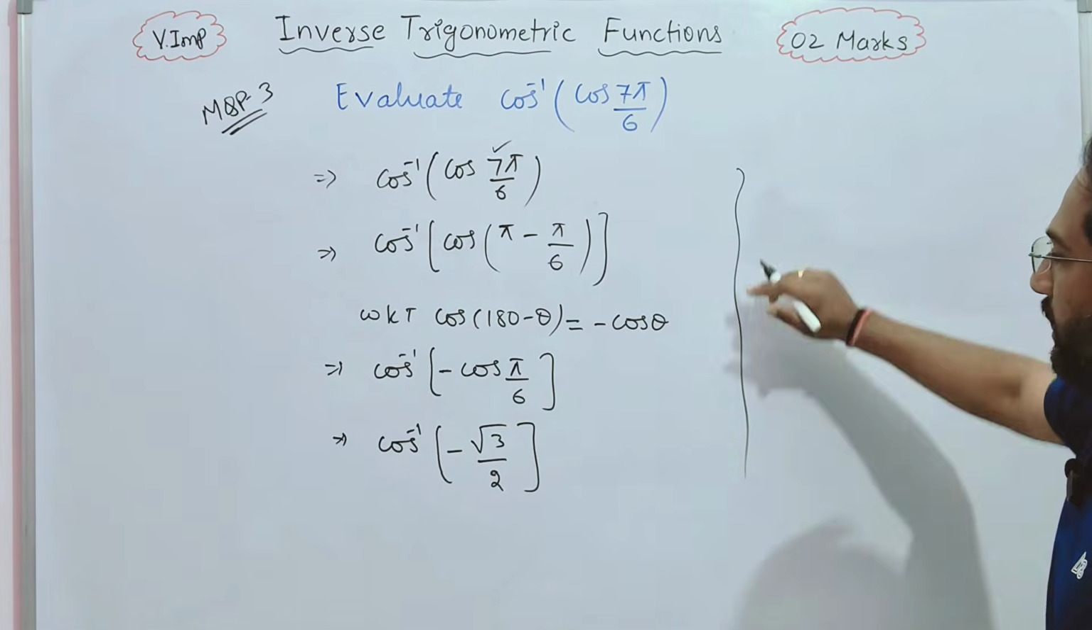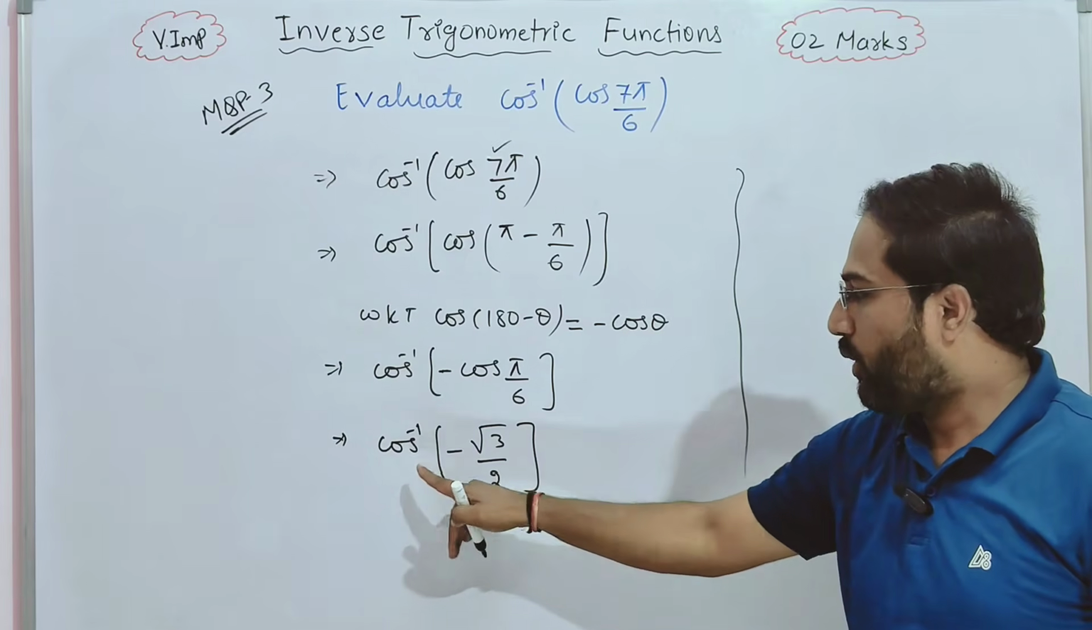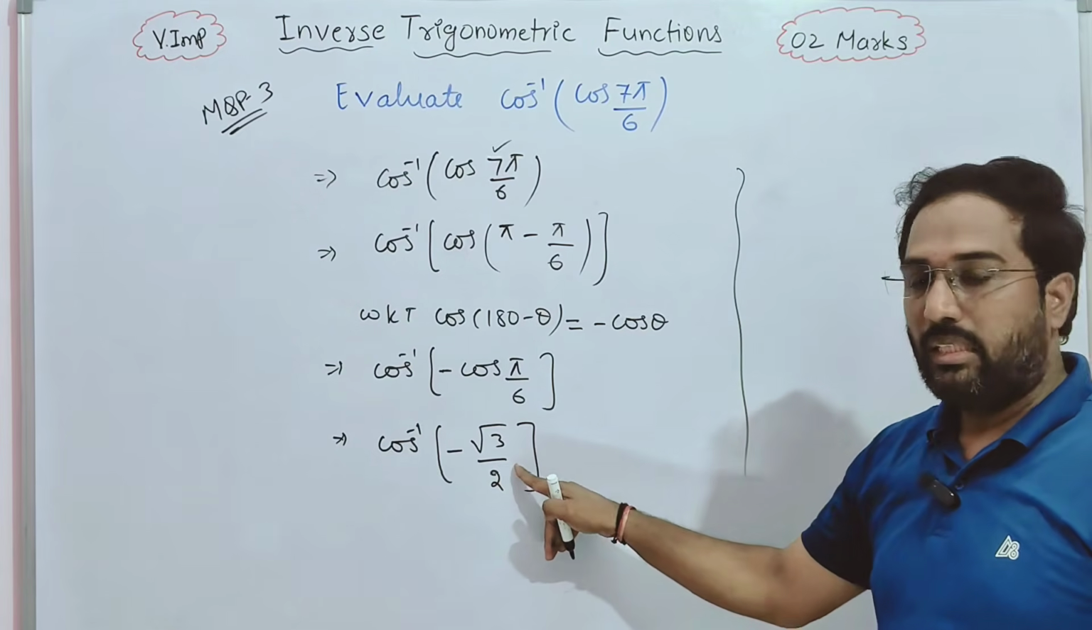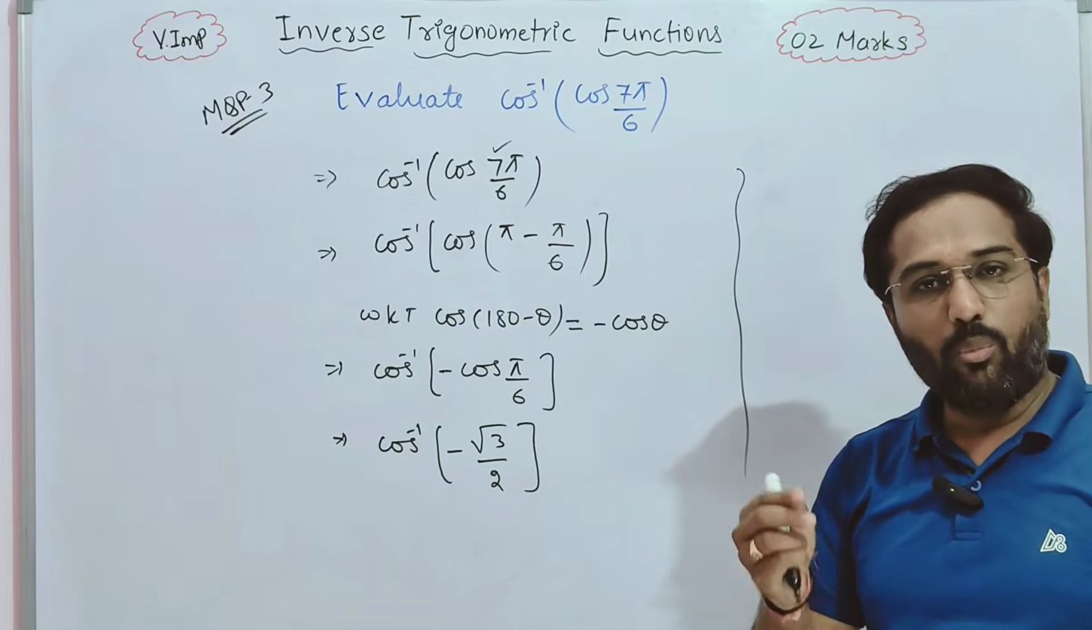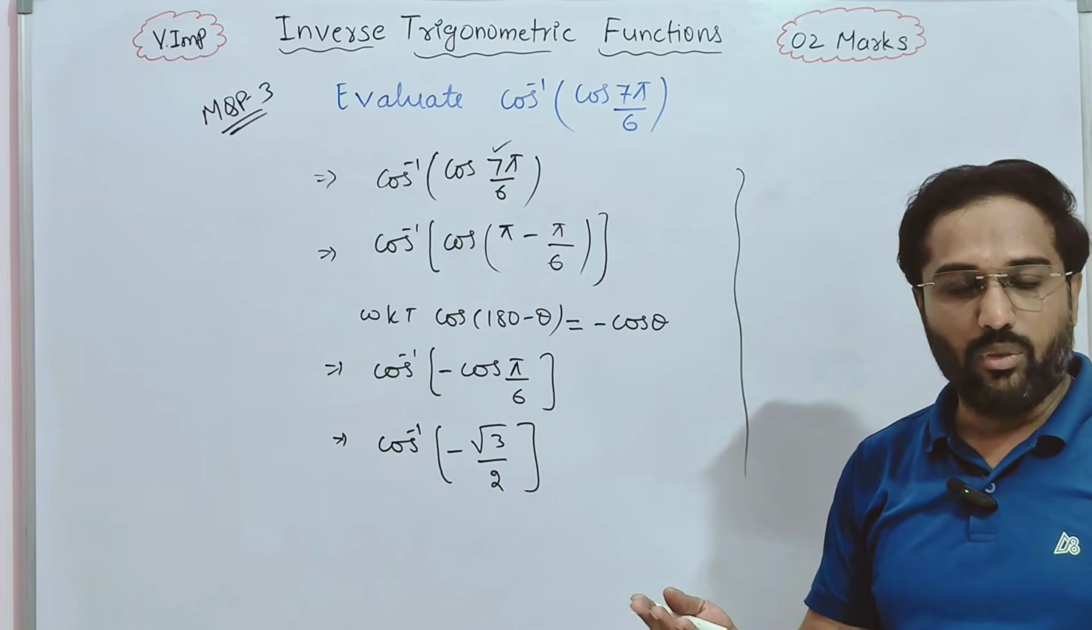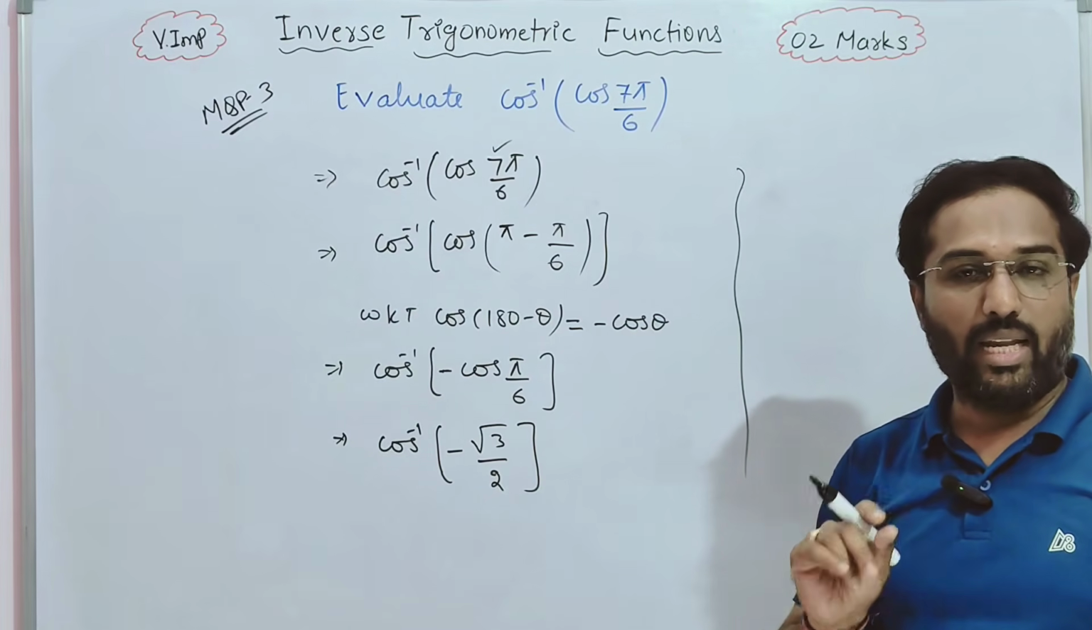Now, this is of the form cos inverse of minus theta. So, if you have a negative angle, you make it a positive angle, then write its value. We don't have the value for the negative angle.